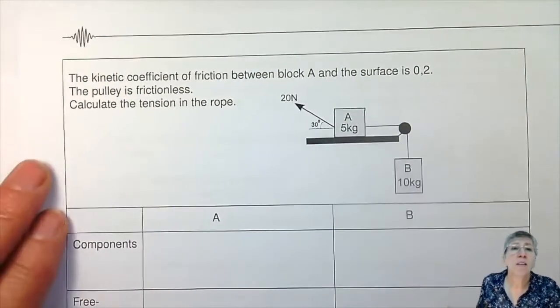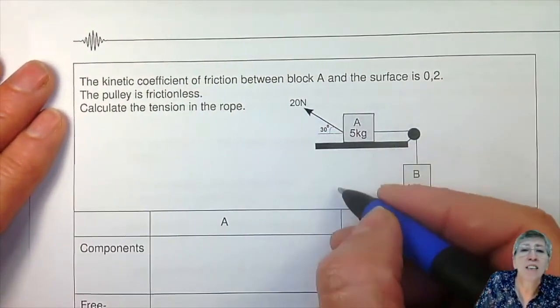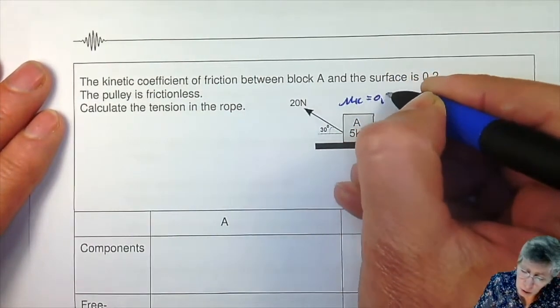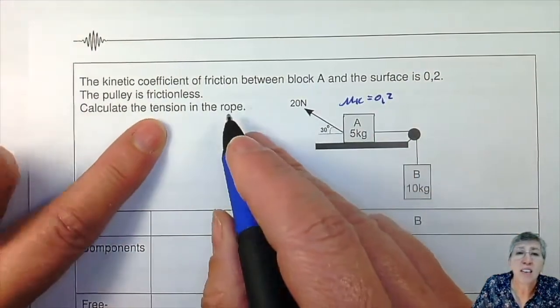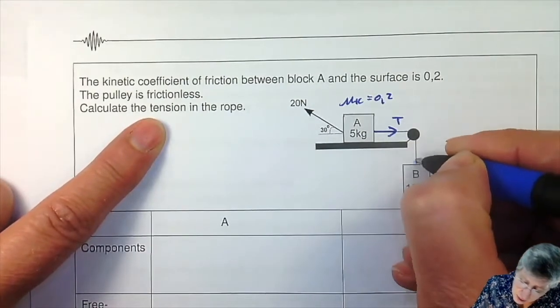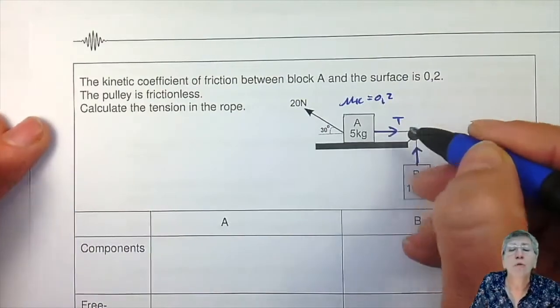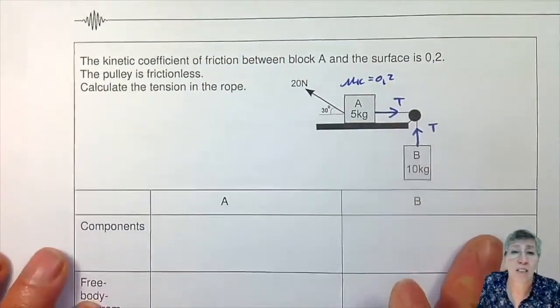Now in this one, the kinetic coefficient of friction between block A and the surface is 0,2. So mu k 0,2 over there. The pulley is frictionless, and the question is calculate the tension in the rope. And once again, the rope pulls on both sides with the same magnitude force, right? So even though the forces are not the same, the magnitude of those forces are the same.